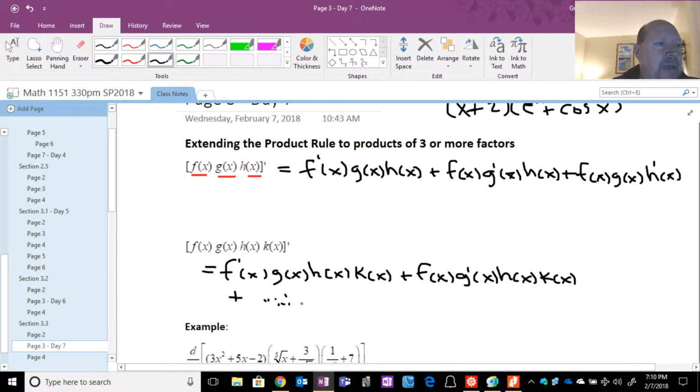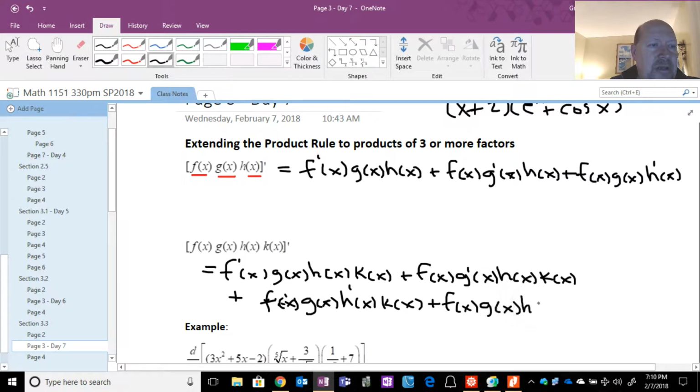So back to this. So we'd have f of x times g of x times h prime of x this time, times k of x, and then the last term again would move the prime to k of x, so f of x, g of x, h of x, and then k prime of x.